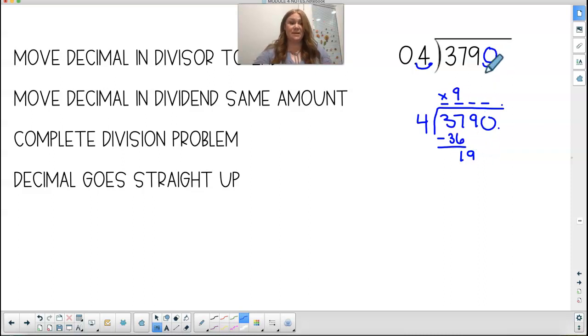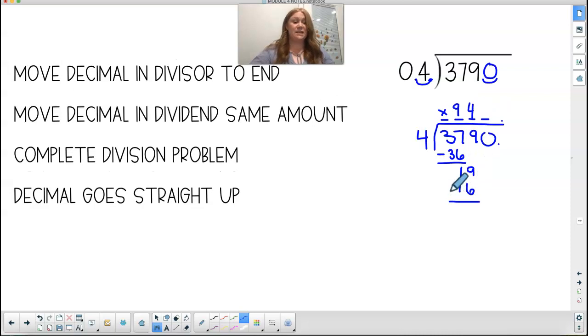Something came down, something goes up. The 9 went down, so the 4 goes up. 4 times 4 is 16. So 19 minus 16 is 3. And then the 0 comes down.